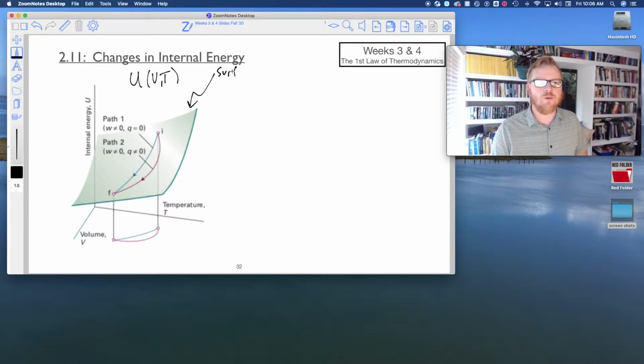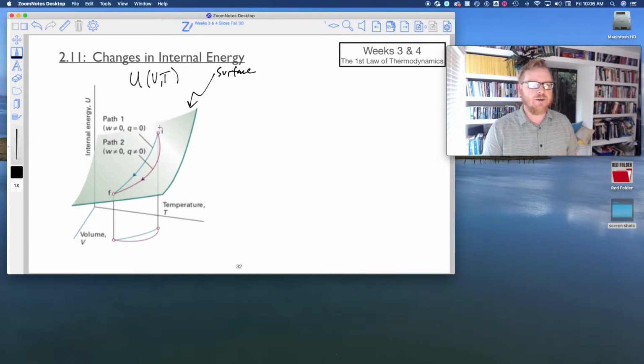These are often referred to as a surface. So in this case, an internal energy surface. And we just finished that discussion of exact and inexact differentials, or state functions versus path functions. And here's two really good examples of that.